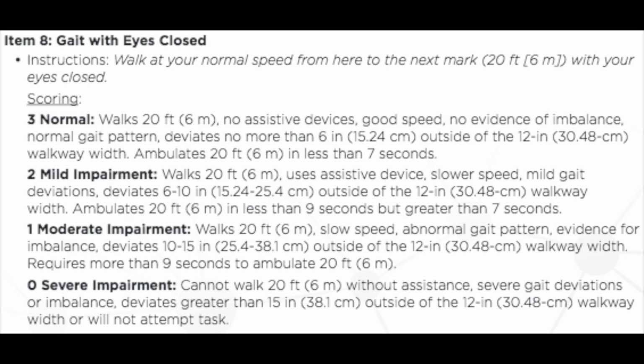A 1 is given if they walk 20 feet, have slow speed, abnormal gait pattern, evidence for imbalance, or deviate 10 to 15 inches outside the walkway width and require more than 9 seconds to ambulate. A 0 is given if they cannot walk 20 feet without assistance, have severe gait deviations or imbalances, deviates greater than 15 inches outside the 12-inch walkway width, or will not attempt the task.